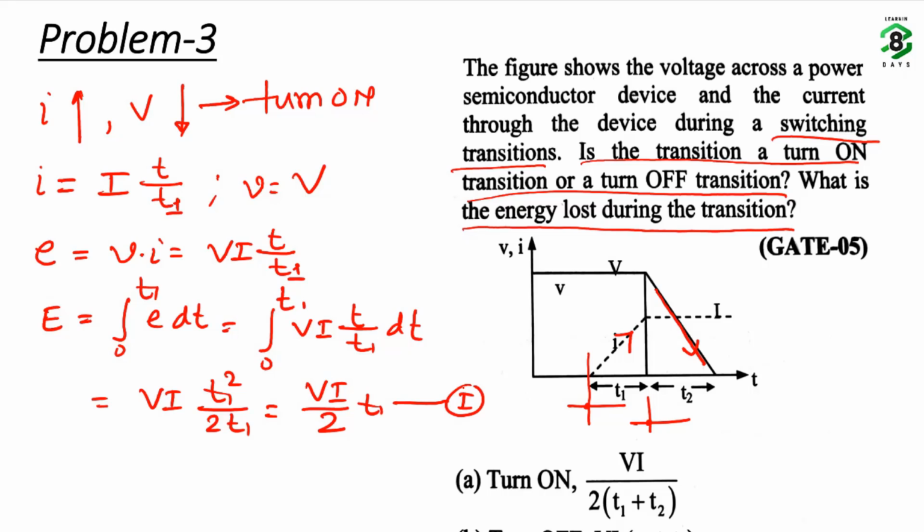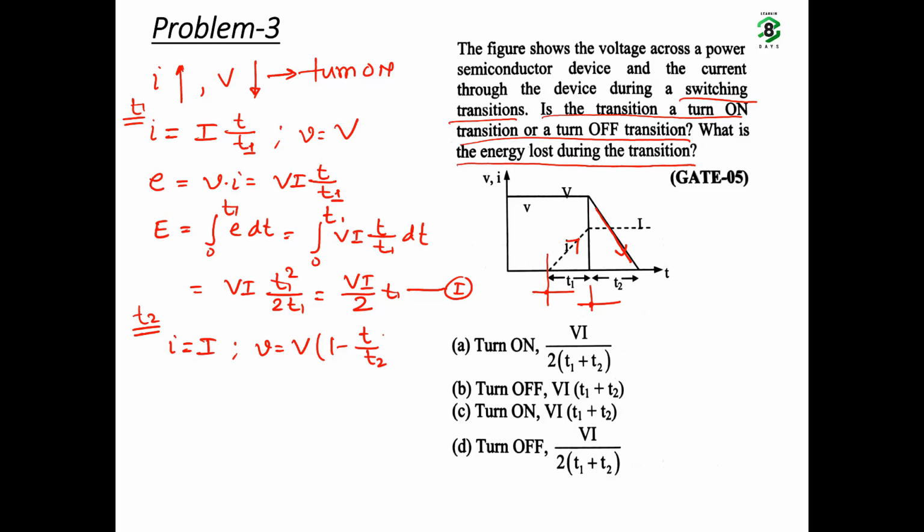Now we will calculate the energy loss for the duration of T2. Similarly, we will write the equations of voltage and current. For current, you see that for the duration of T2, current is constant at I. And voltage is decreasing for the duration of T2. As I told you, we will consider this point as the origin here. So how can we write the voltage? V times 1 minus t by T2. At t equal to T2, the voltage is 0 as per the expression. Similarly here, at t equal to T2, from this origin, the voltage is also 0.